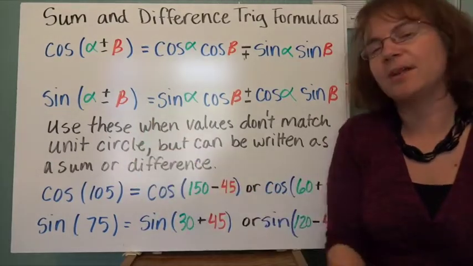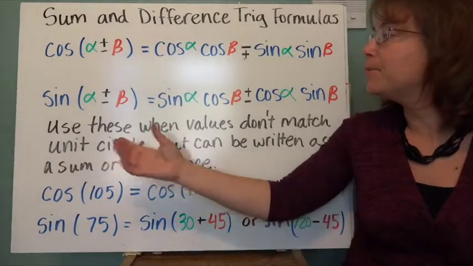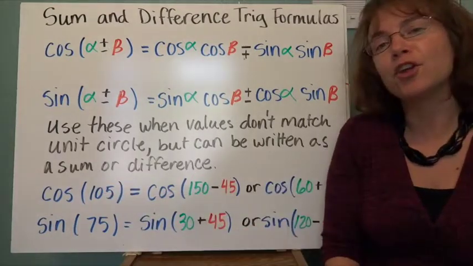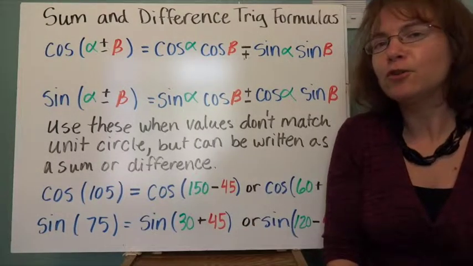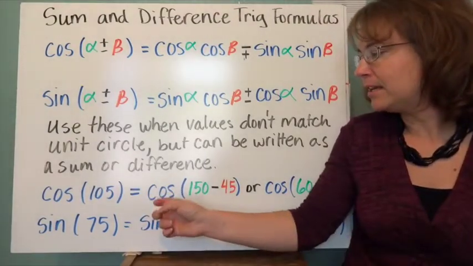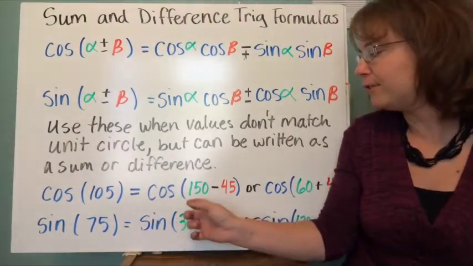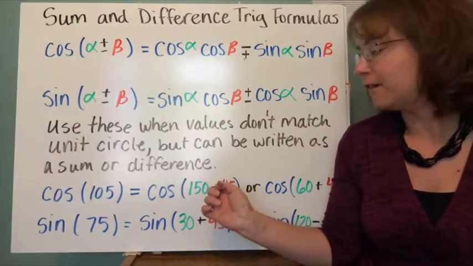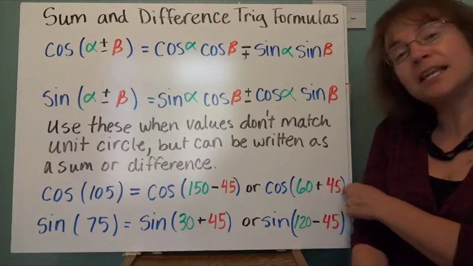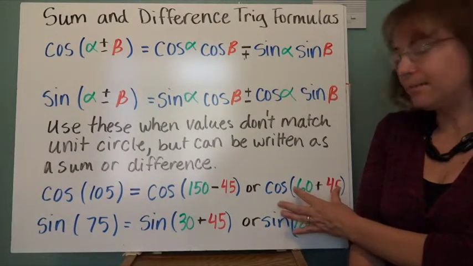So I'm using these when I can't find it on the unit circle, but it can be written as a sum or a difference of something that can be. So for example, the cosine of 105. Now if you look on your unit circle, you won't find it there, but it can be written as the cosine of 150 degrees minus 45, or it could be written as the cosine of 60 degrees plus 45. That's still the same thing.